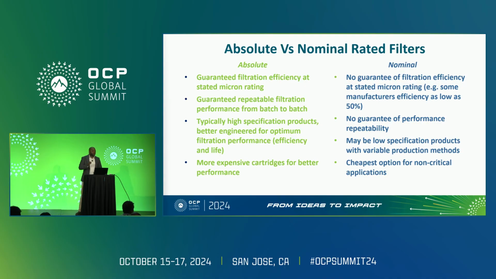In contrast, nominal filters do the opposite. They don't offer you that repeatable guaranteed performance, and the efficiencies with nominal filters can be as low as 50%. So these are typically low-spec products, cost-effective solutions, and suited for non-critical applications. So again, if the customer doesn't mind a few particles being downstream of the filter, they would use a nominal product.